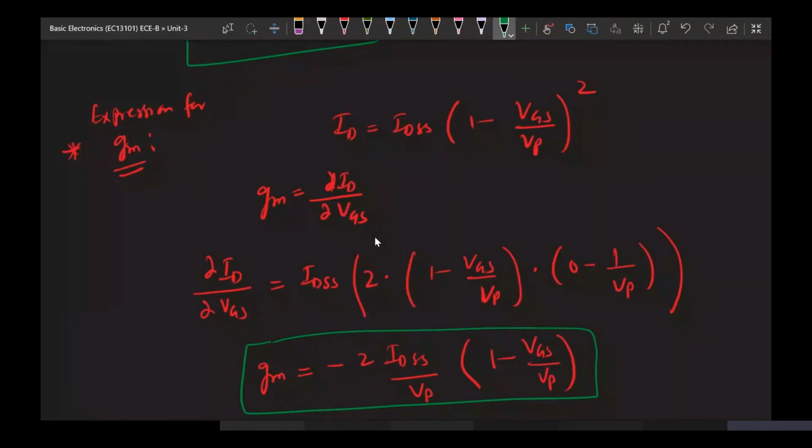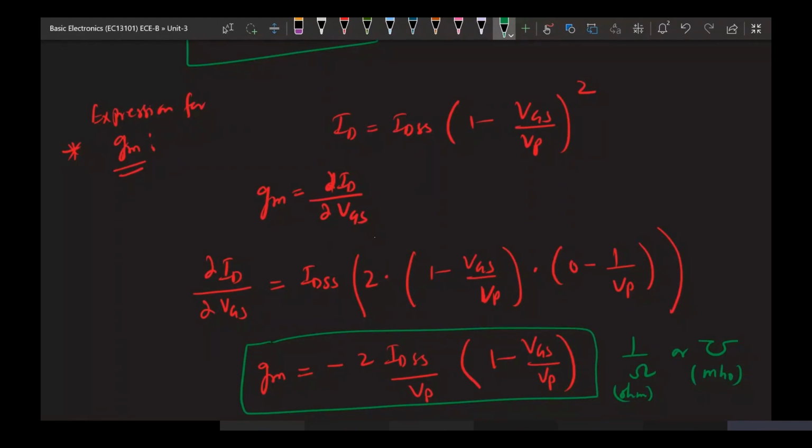The unit of GM, because it is current divided by voltage, is not ohm, it is 1 by ohm, also called the opposite of ohm, that is, mho. This is ohm and this is mho. So this is the unit of GM that defines the transconductance.